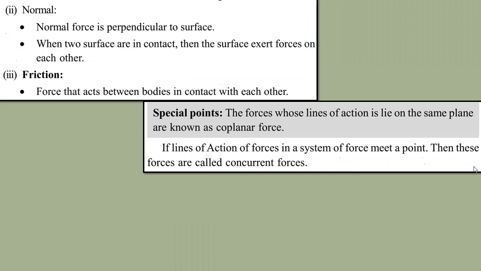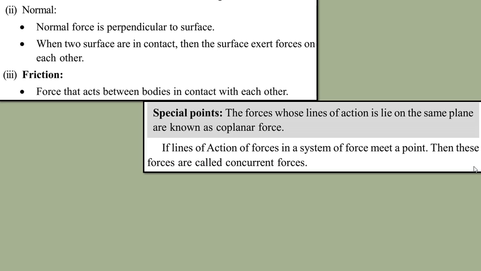Then normal force. Normal force is perpendicular to the surface. When two surfaces are in contact, the surfaces exert force on each other. Friction is the force that acts between bodies in contact with each other. If two bodies are in contact with each other, the force acting between them is friction.